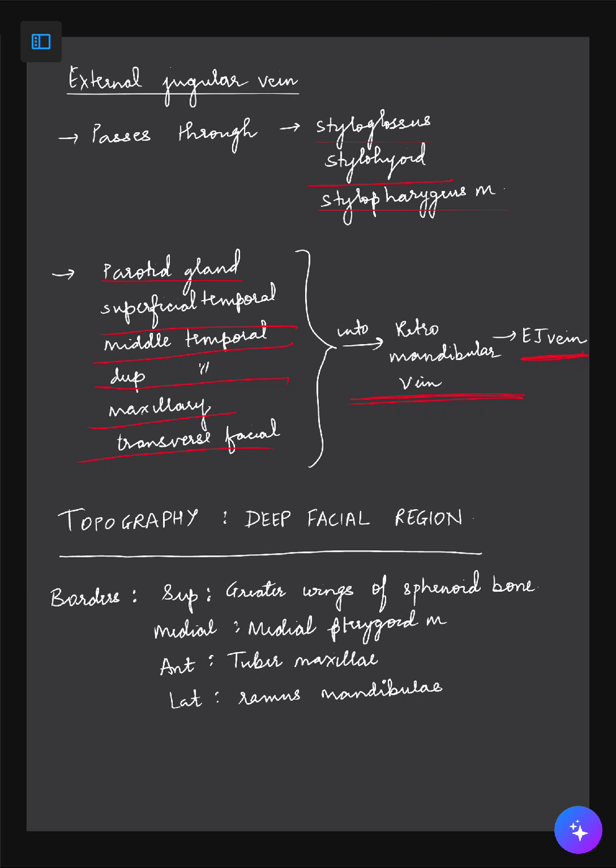Now next is the topography of the deep facial region. The deep facial region is bounded superiorly by the greater wing of the sphenoid bone, medially by the medial pterygoid muscle, anteriorly by the tuber maxillae, and laterally by the ramus mandibulae.